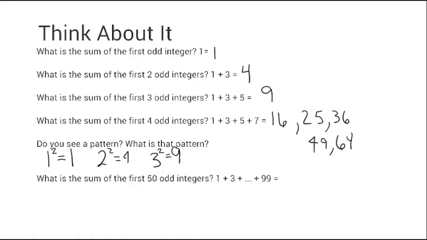Okay? So what is the sum of the first 50 odd integers? Well, if I follow that same pattern, if I want the sum of the first 50 odd integers without doing adding, I just want 50 squared, which is 5 squared times 10 squared, which is 25 plus 2 zeros.